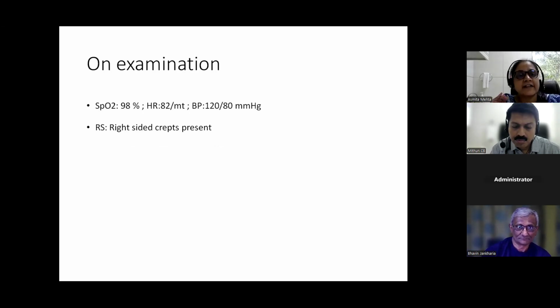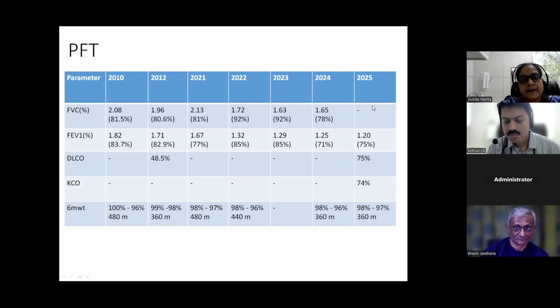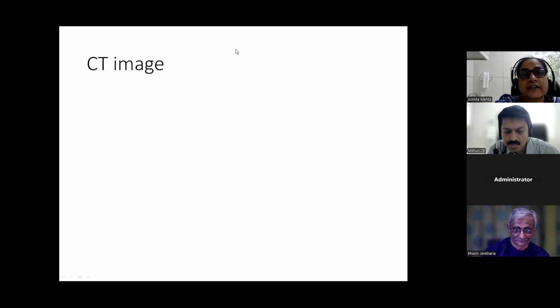But she is well preserved, saturation of 98, everything else is normal. Predominant right-sided crepitations, left side are less. ANA was 4 plus, coarse speckled at that time, and I don't think I repeated it. It was worked up long before. And this is her spirometry. I will spend 1 minute: you can see that in 2010 she was having 2 liters of FVC, and in 2024, November-December, when we last did it, it was 1.65 liters. Over 15 years, not much change, I would say. And DLCO we have done only last month, that was 75%, KCO of 74%. I did a 6-minute walk test almost every visit, every 3 months, and her baseline saturation of 97 to 98% does not desaturate, 360 meters. However, the distance from 480 meters in 2010 became 360 meters in 2025. Now that can be age related also, and I would like Bhavin sir to share the CT scan images.